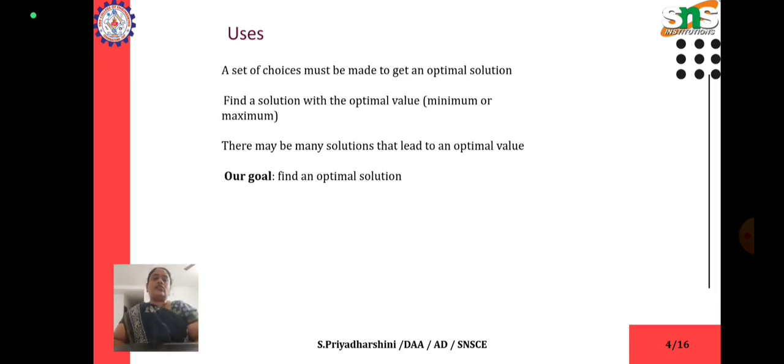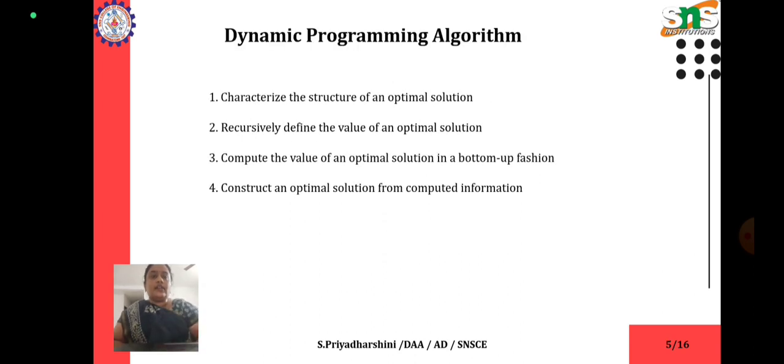So let's see the uses for these optimization problems. A set of choices must be made to get an optimal solution. Find a solution with the optimal value, minimum or maximum. There may be many solutions that lead to an optimal value. Our goal is to find an optimal solution. Let's see the characteristics of the dynamic programming algorithm. First, characterize the structure of an optimal solution, recursively define the value of an optimal solution, compute the value of an optimal solution in a bottom-up fashion, and construct an optimal solution from the computed information. So these are the characteristics of dynamic programming.